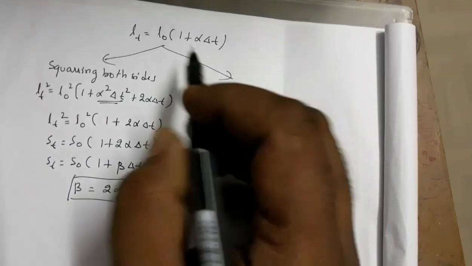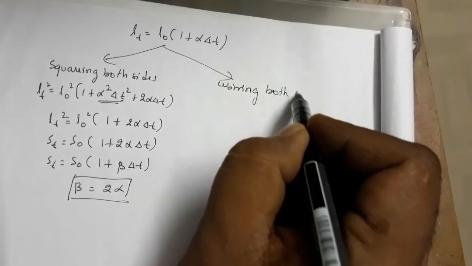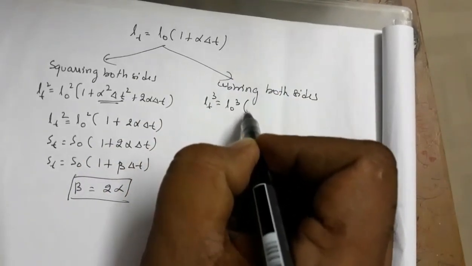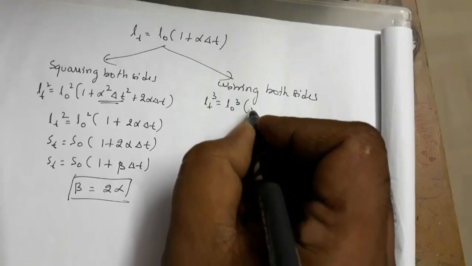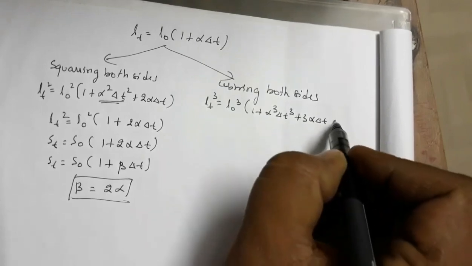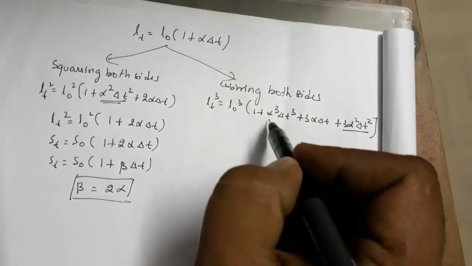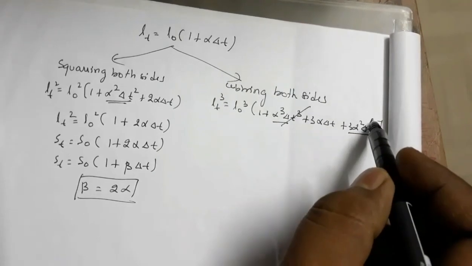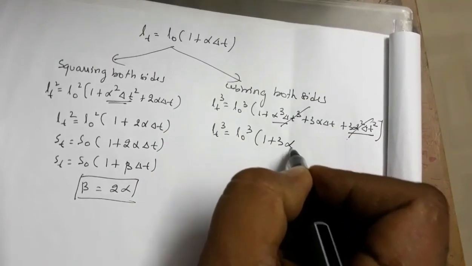Similarly, if I cube both sides, Lt cube is equal to L naught cube. This is (a plus b) whole cube, so that's a cube plus b cube plus 3a square b plus 3ab square. So this is 1 plus alpha cube delta T cube plus 3 alpha delta T plus 3 alpha square delta T square. Again, alpha and delta T are both small, so higher powers can be neglected, and we are left with Lt cube is equal to L naught cube (1 plus 3 alpha delta T).